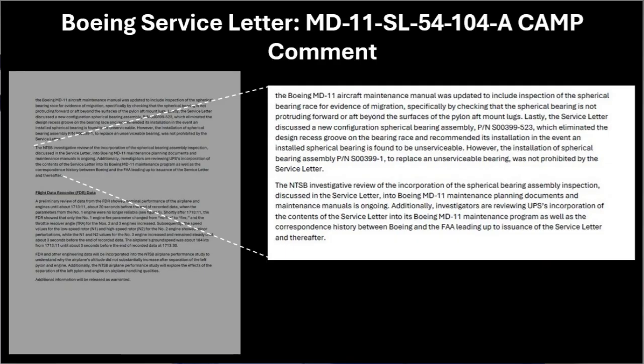So what to take from this service letter? It reported a call for a general visual inspection by maintenance and inspection. Was this a possible design failure 20 years into the MD-11's lifetime? The service letter didn't say design or engineering was not addressed, investigated, or was ignored by Boeing. On page 5, the NTSB update did say the Boeing MD-11 maintenance manual was updated to include inspection of the spherical bearing race for evidence of migration, specifically by checking that the spherical bearing is not protruding forward or aft beyond the surfaces of the pylon aft mount lugs.